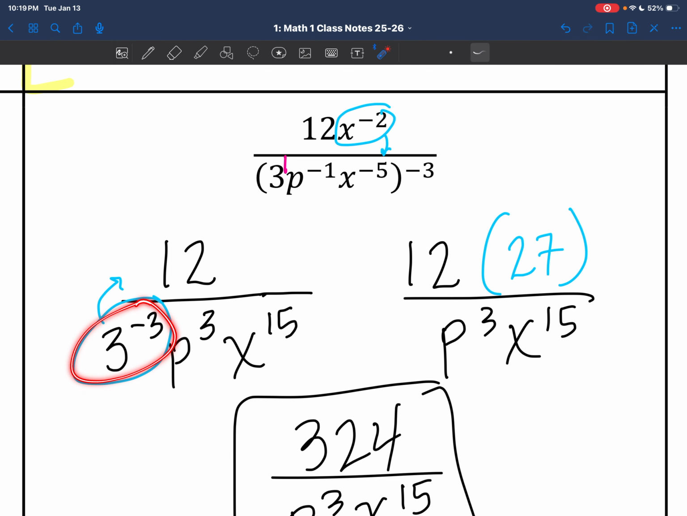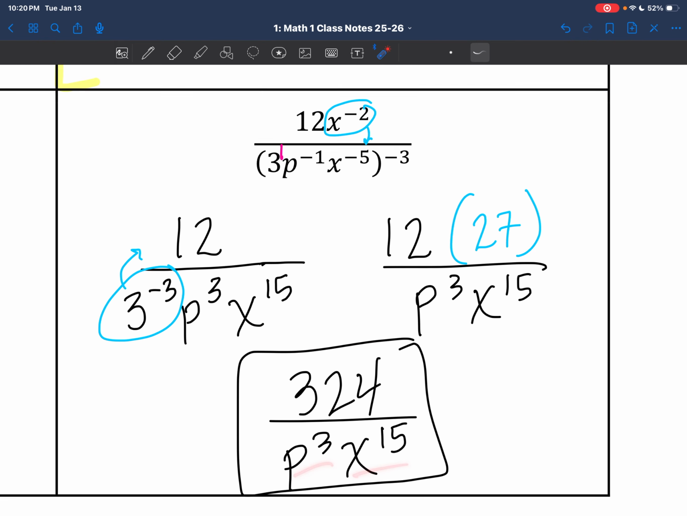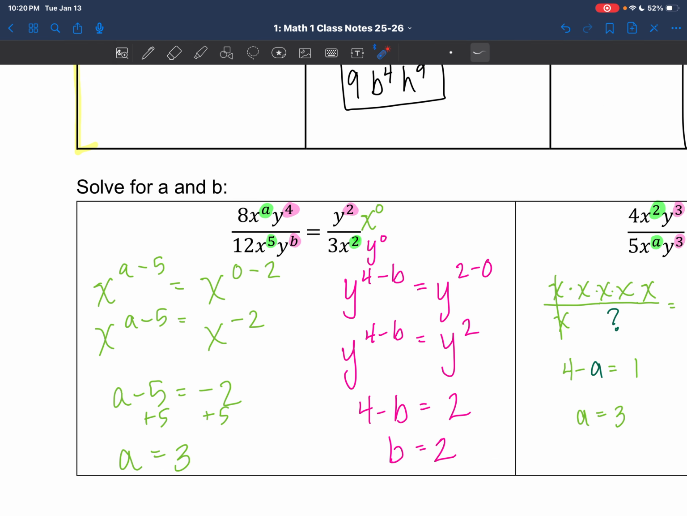Watch your signs, because 2 negatives make a positive. All right, now I've got a negative exponent. So I'm going to move that up to the top. And when I move it up to the top, you're going to get 3 to the positive 3rd, which gives you 27. And then now, 12 times 27 is 324. And I've got p and p to the 3rd, x to the 15th left over. And that's it.